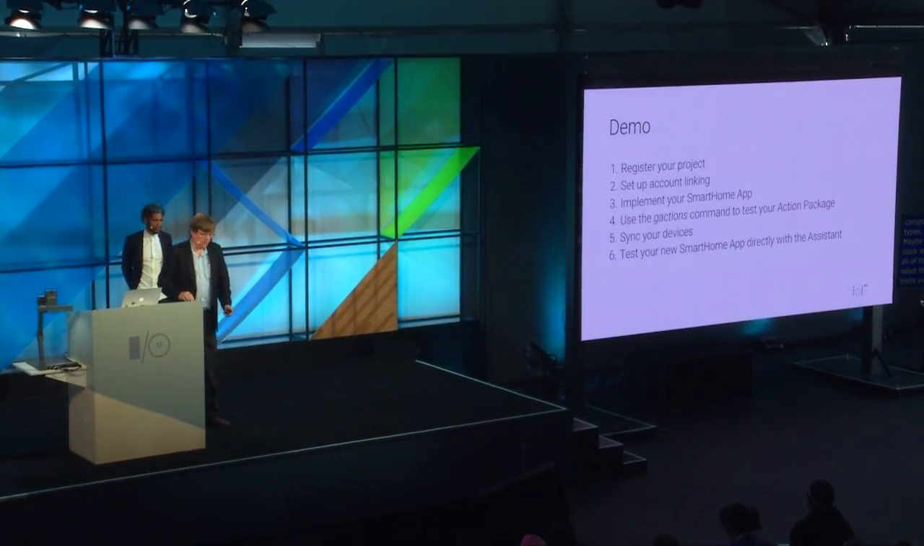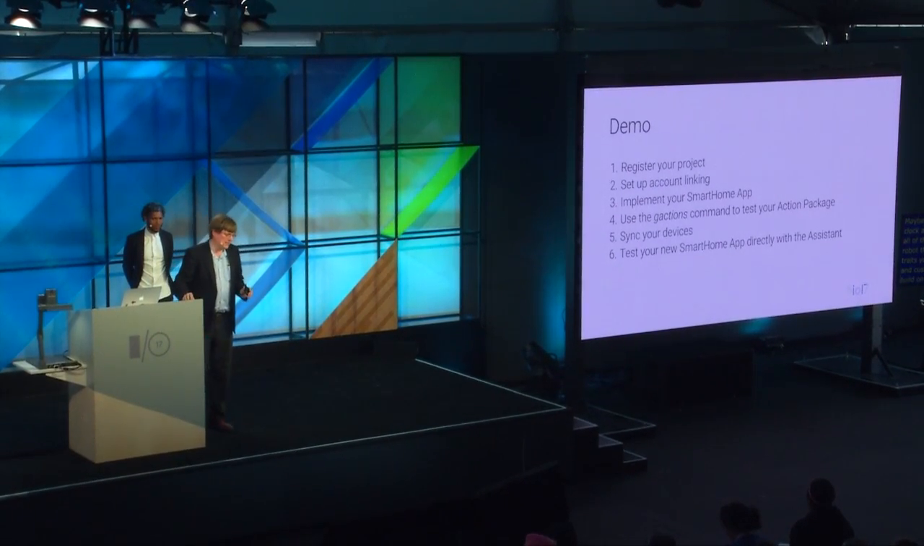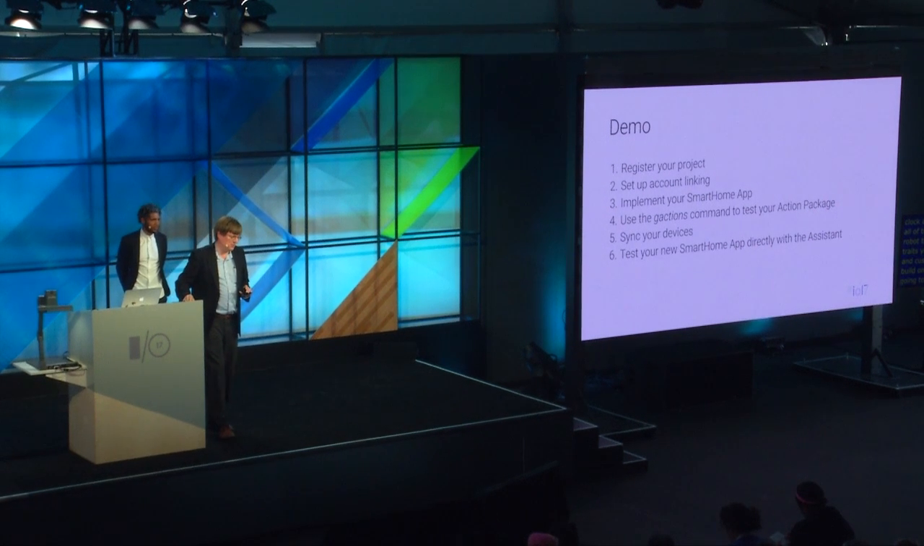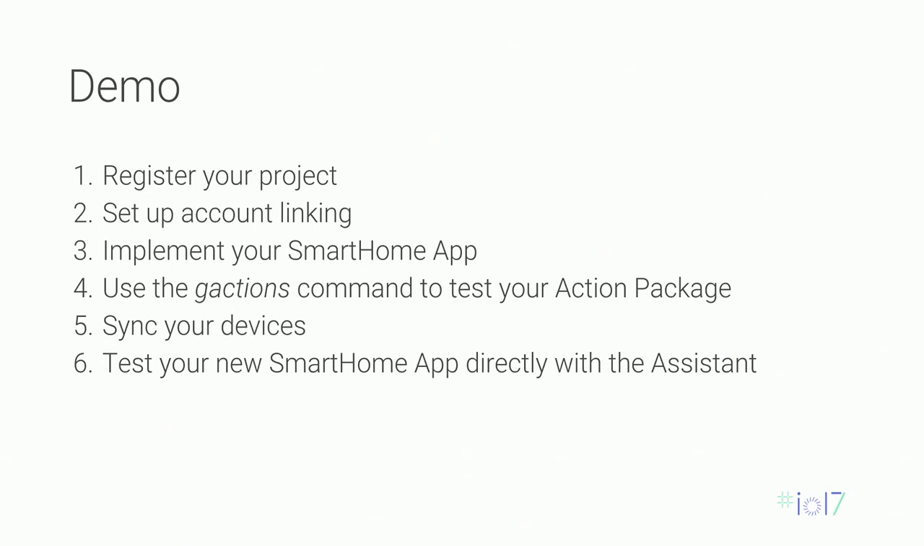I'm going to walk through the demo. It's really simple. We're going to do this in 6 steps. We're going to register your project in the Actions on Google platform. We're going to set up OAuth. We're going to implement your smart home app. I'm going to cheat there a little bit.